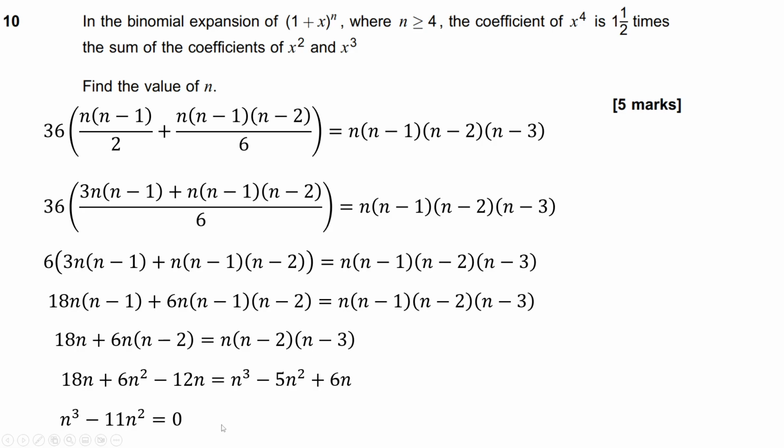We know that n cannot equal 0, because we're told that it's greater than or equal to 4. So I just divided by n squared on both sides. You can only divide by n squared on both sides if you say this step here. And you'll get n minus 11 equals 0, so n equals 11.